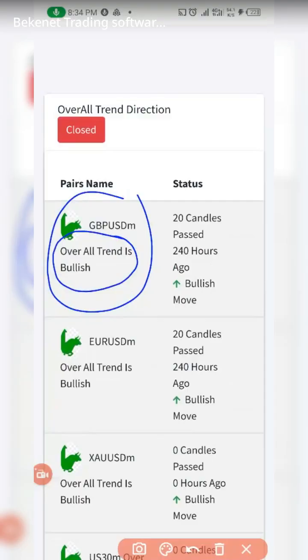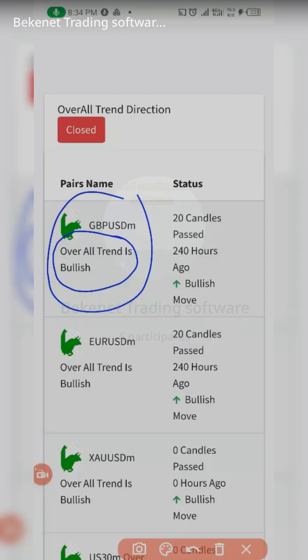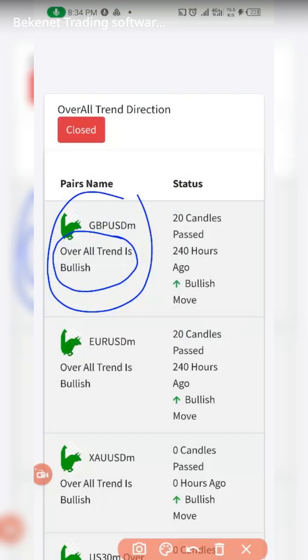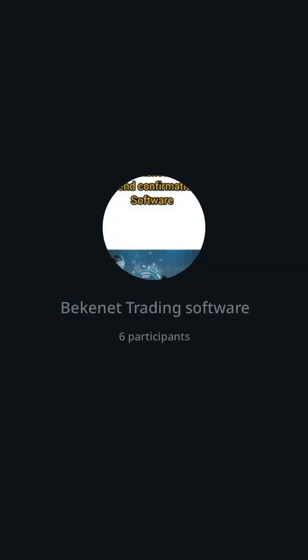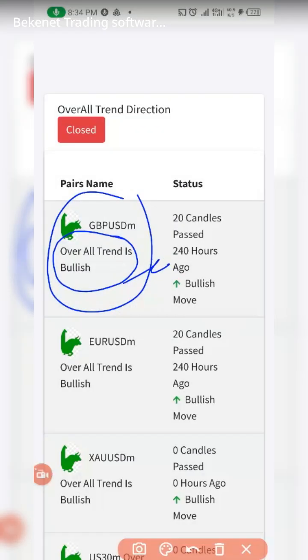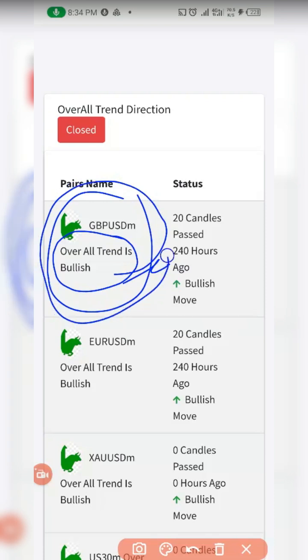So if I want to combine this overall trend direction with my own strategy, I have seen that the system, with the data that had been installed into this platform, which the system has analyzed, has told me that the overall trend direction of GBP USD is on a bullish move. If you're a good trader, you can do your own analysis and confirm that this is on a bullish move. Then anytime I want to take a trade with my own signal, it must align to what this system is telling me.